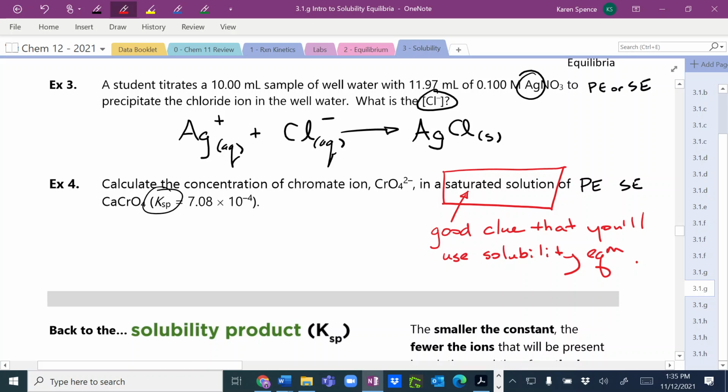And our equation would be CaCrO4 solid on our left in equilibrium with Ca2+ plus CrO4 2-, aqueous and aqueous.